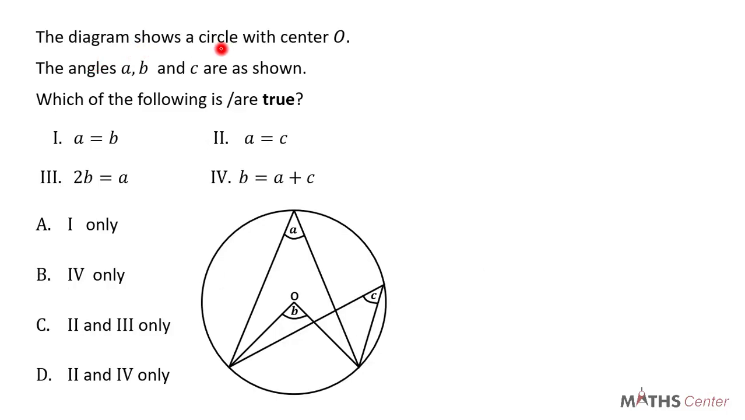The diagram below shows a circle with center O. The angles A, B, and C are as shown. Which of the following is or are true?